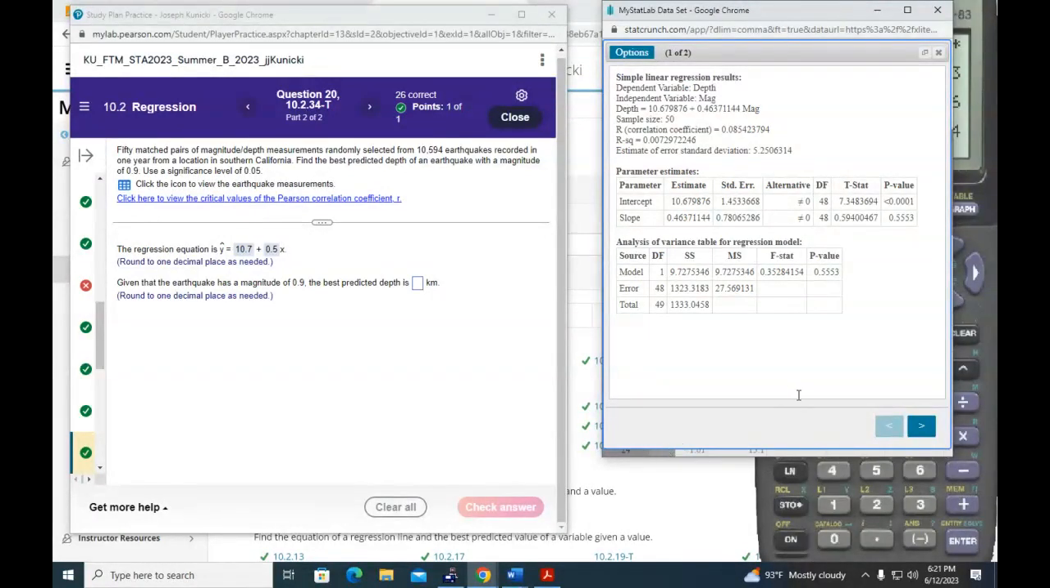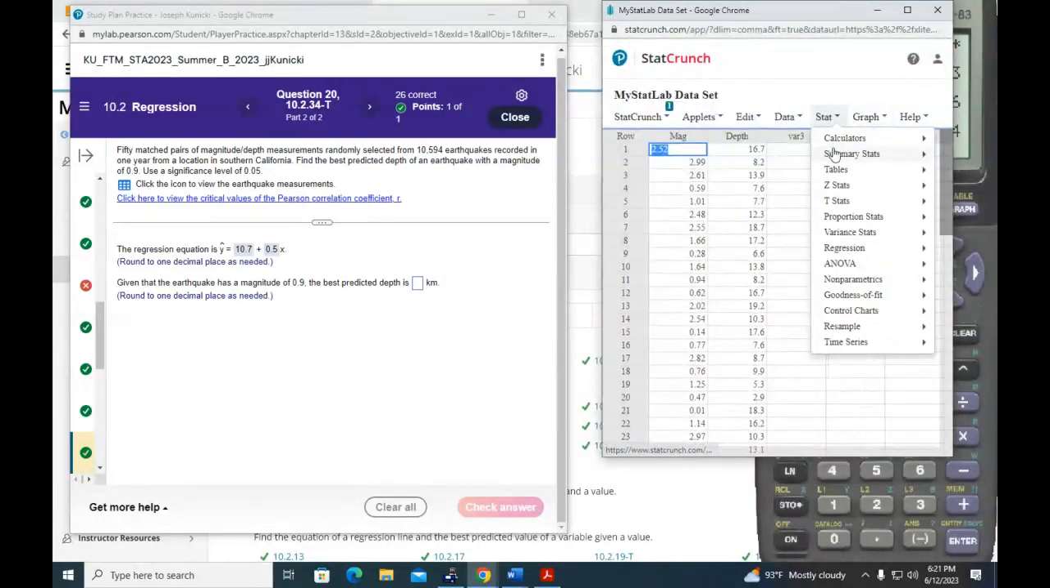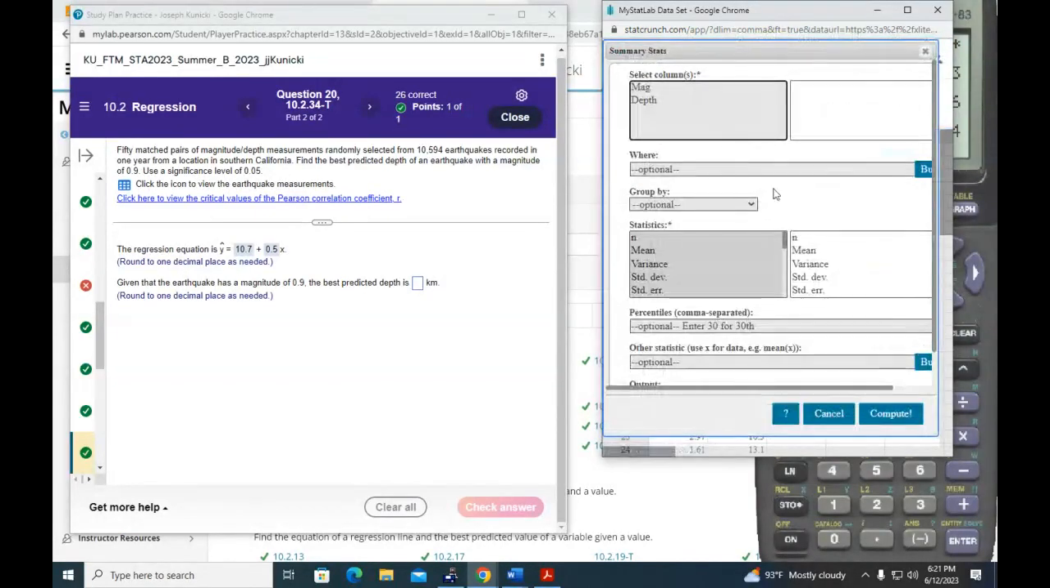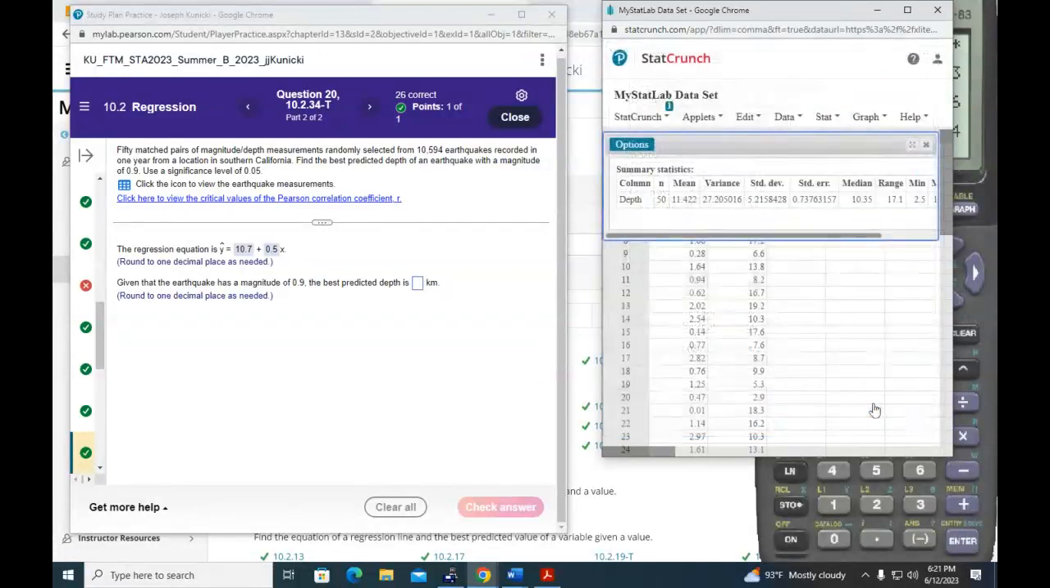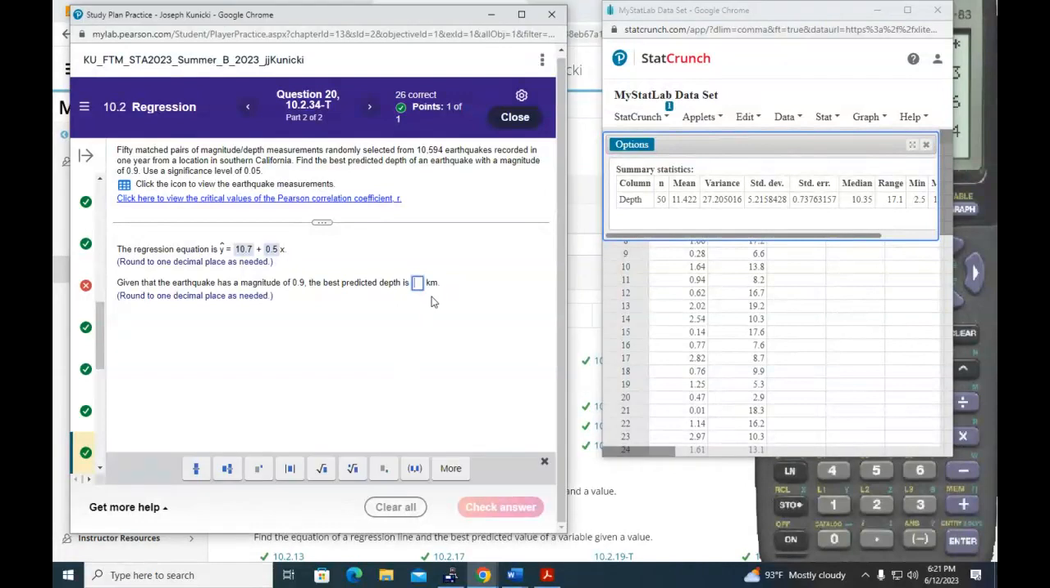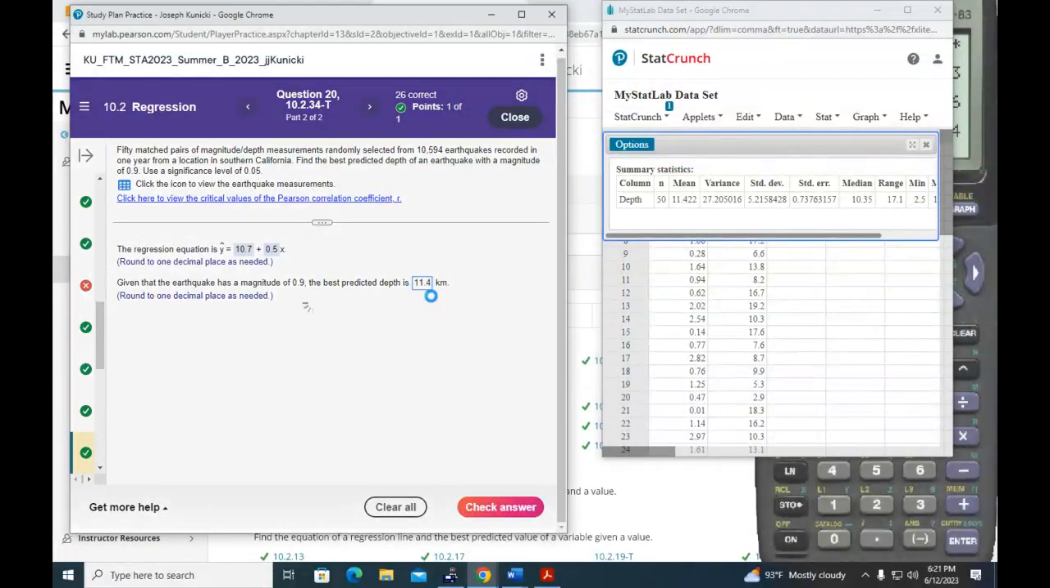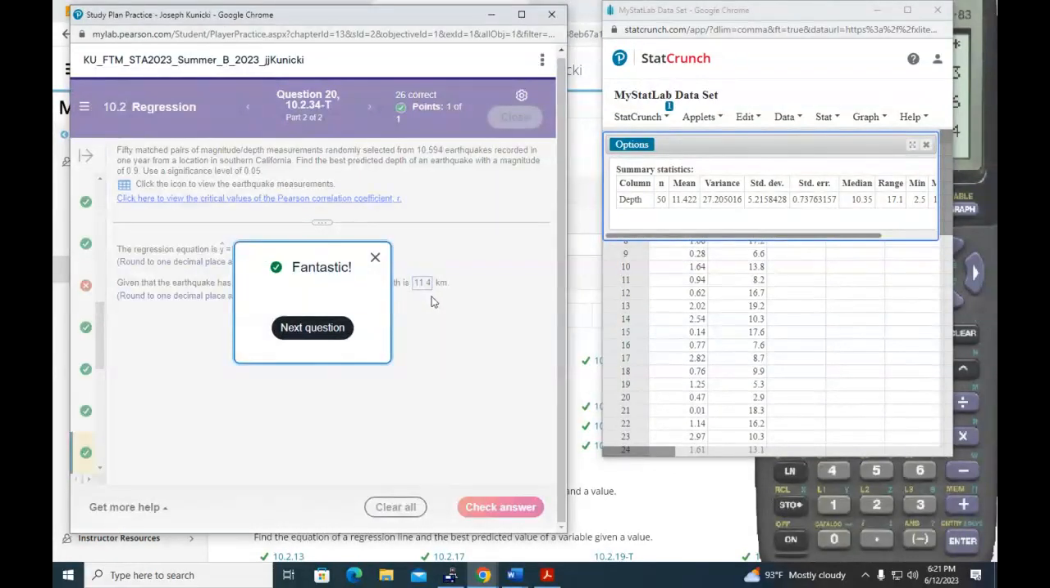So rather than try to add those all up, I'm just going to go ahead and do Stat, Summary Stats, Columns, and we want the depth column, the y column. I hit compute, and the average is 11.4. That's the best we can say. We can just use the average value.